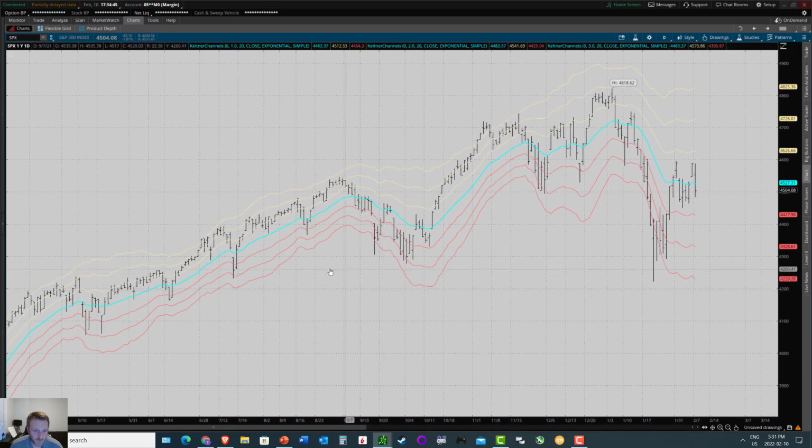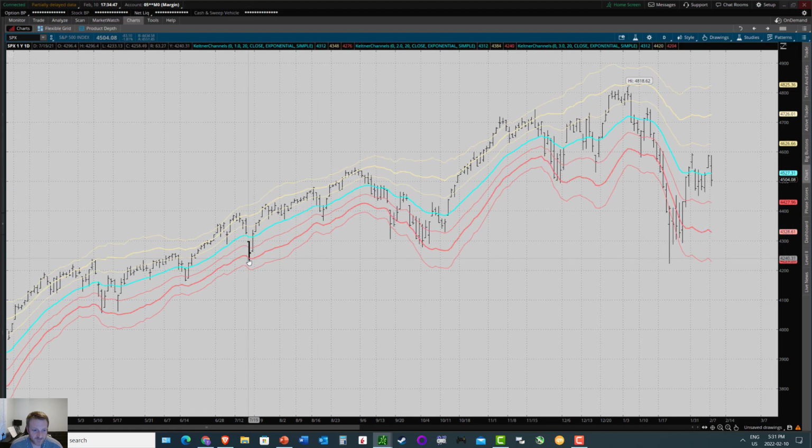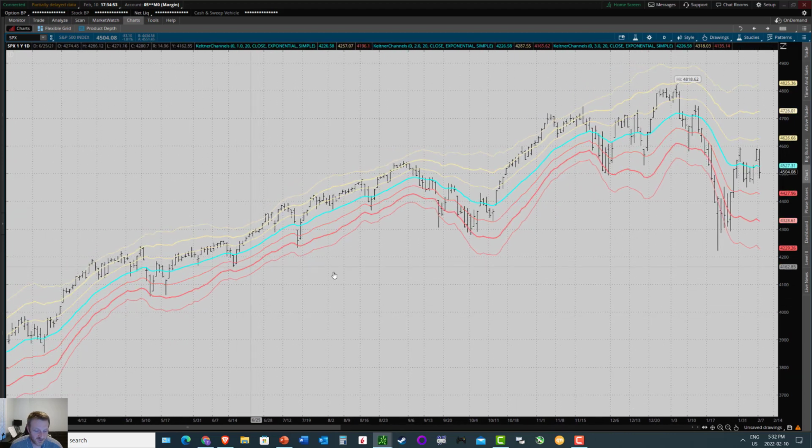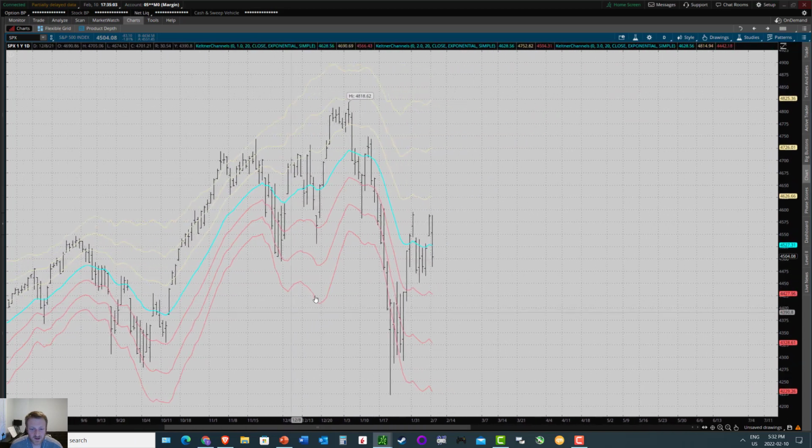Like if you're buying a pullback, say to the -2 ATR, you can put your stop below the -3 ATR once you've got a little bit of a reversal starting off of there. Same with the -1 ATR. If you have a little bit of a reversal starting off the -1 ATR, you could enter and put your stop below the -2 ATR.